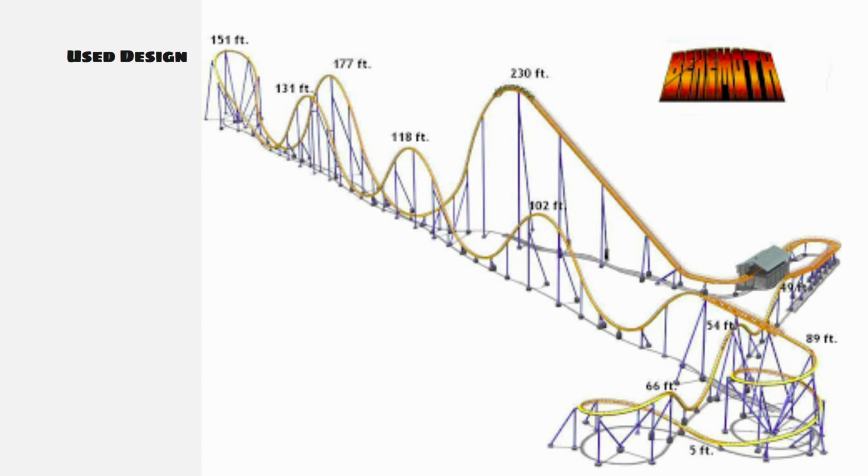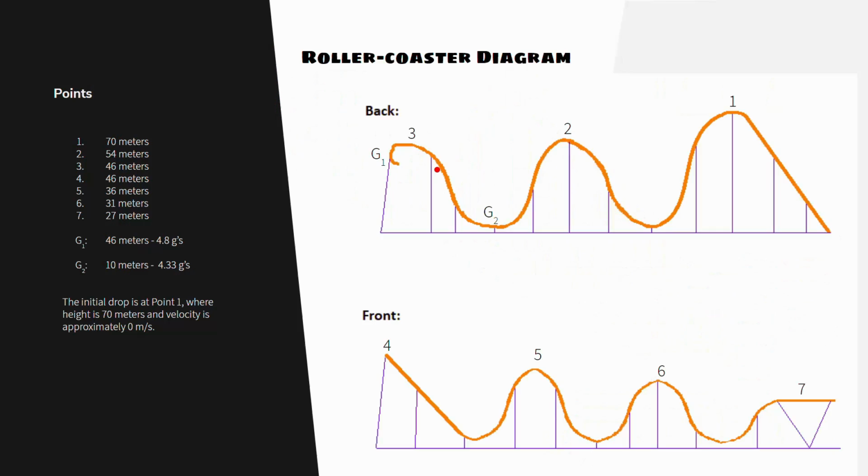This is the drawing I used, and as you can see, there are points labeled on the drawing with the heights. And this is basically a scale drawing of it, so it's in the proper view. And as you can see, these points correspond to the points here. G1 and G2 are basically the points where I calculated the G's. And this is the video of the roller coaster.